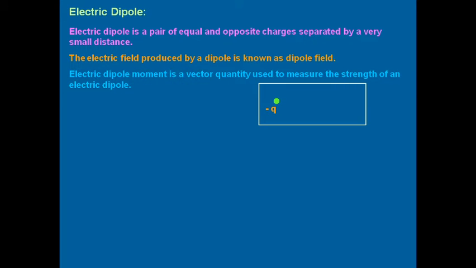So if we take a minus q charge and plus q charge, and r is the distance, but in simplification we take either 2L, or in some books it may also be taken as 2A. So L or A you can take anything. 2L is called dipole length, q is the magnitude of charge, and p, whose direction is always from minus q to plus q, is called electric dipole moment. That is one of the important physical quantities related to the dipole.